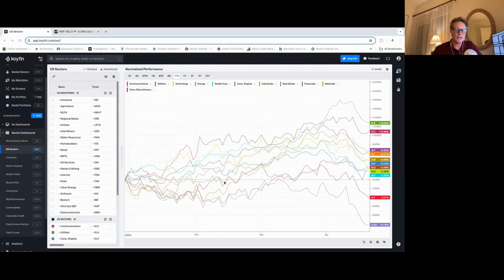Some of them move up more. That's when you talk about rotating into that sector. And then other ones falter. Like right now, as I'm recording this, real estate is down 10% for the year.